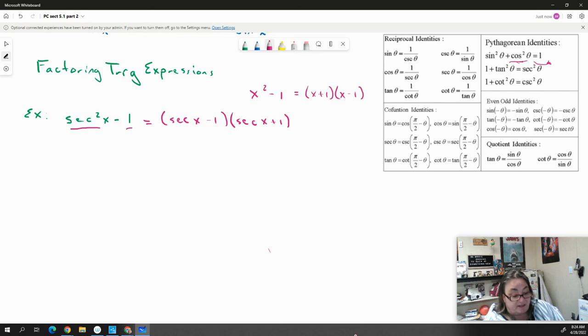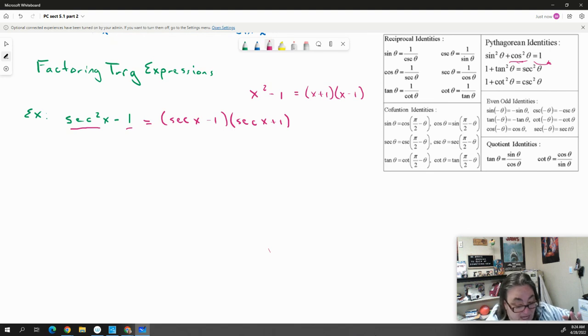Is that completely factored? Yes, it is. I can't factor that down any more than I can factor down x squared minus 1 more than x plus 1 times x minus 1. That's as factored as that's going to get for me.